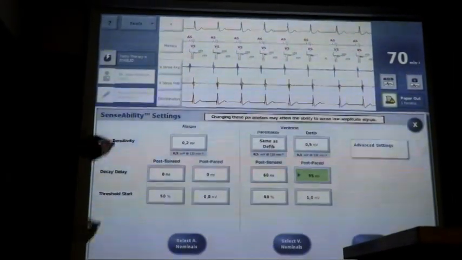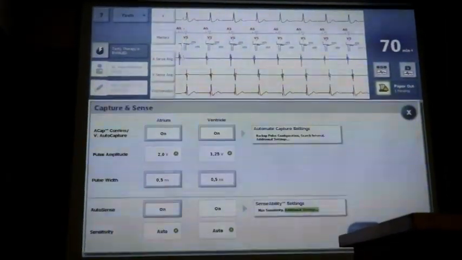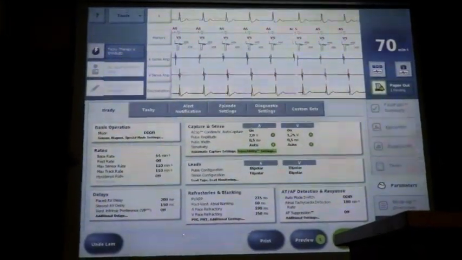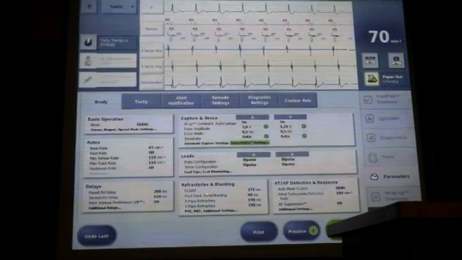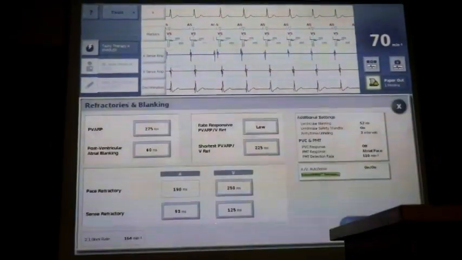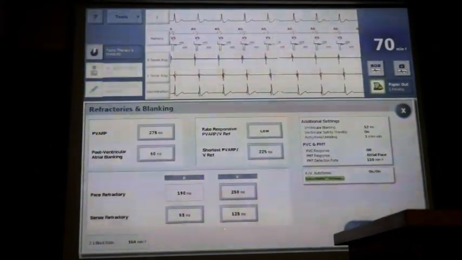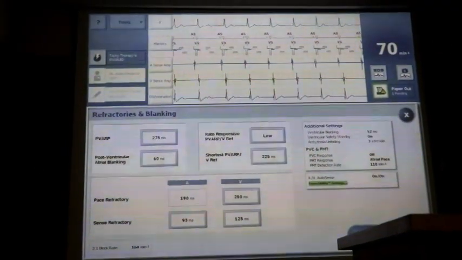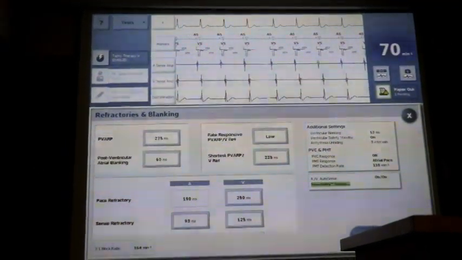All right, max sensitivity here. The last thing is just going back, the refractory period. So the ventricular sense refractory period is under refractories and blanking. We can go in here, and then here is the sense refractory, okay? They're much shorter than in the pacemaker, right? In a pacemaker, your sense refractory period is normally 250.